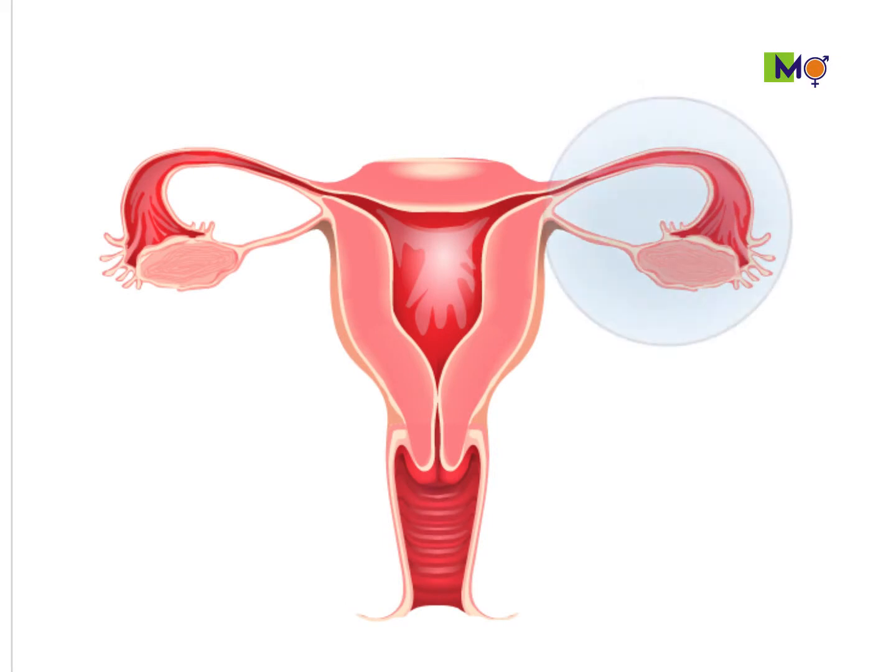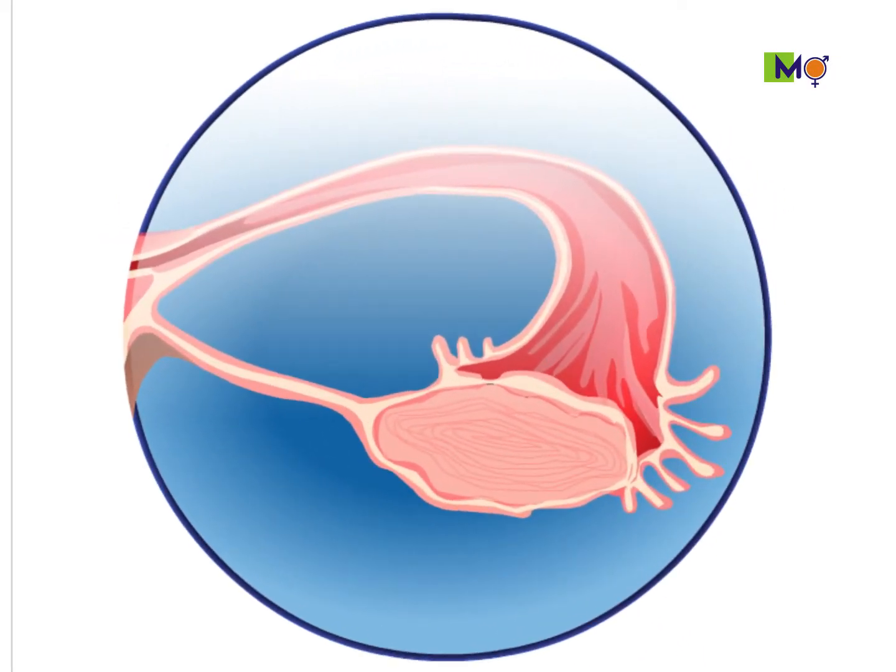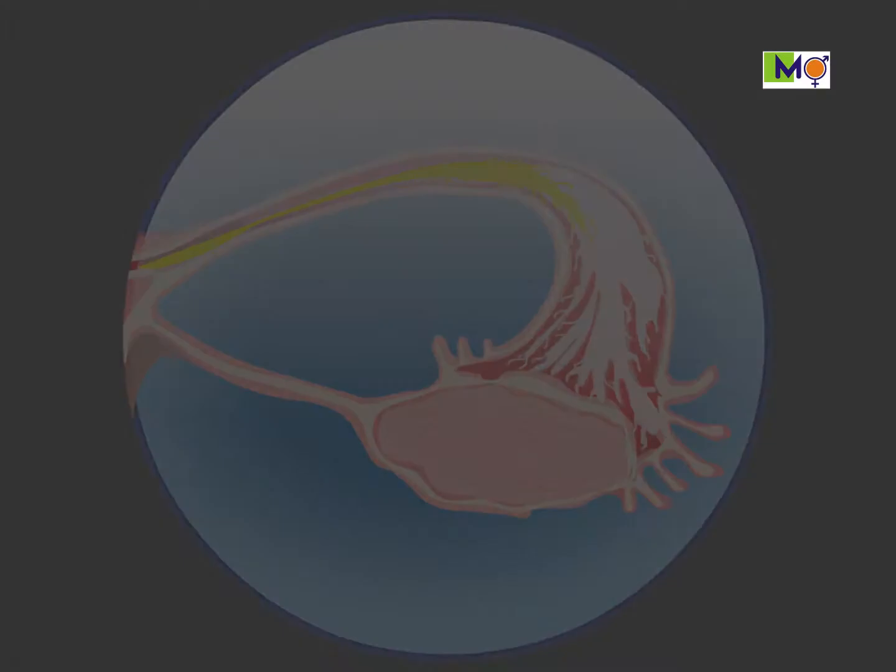Pelvic infection and scarring. Any previous episode of pelvic infection, like tuberculosis, other bacterial or viral diseases, may lead to formation of adhesions and scarring in the pelvis involving the tubes and ovaries, leading to infertility or subfertility.